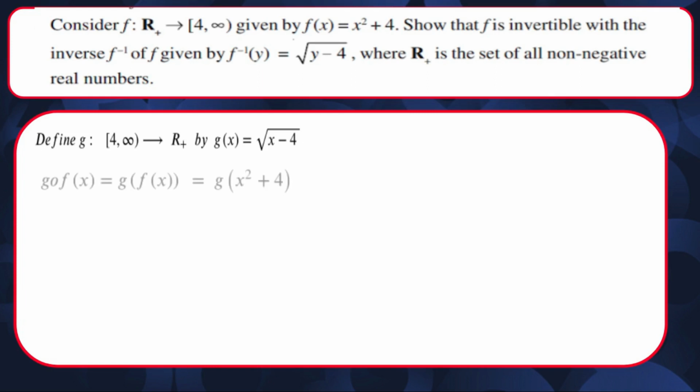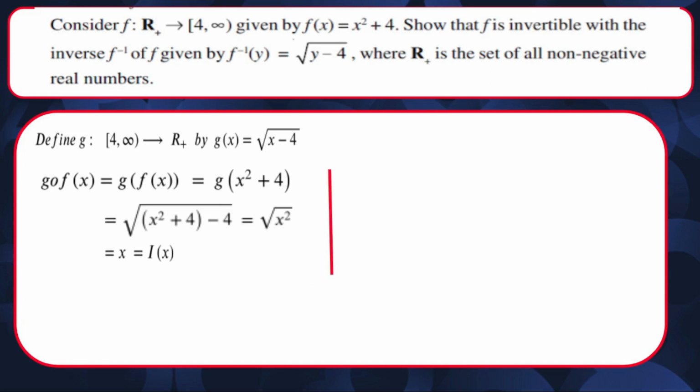We have to prove it is invertible. g composition f of x equal to g of f of x equal to g of x square plus 4. G of x is root of x minus 4. You replace x as x square plus 4. Then root of x square plus 4 minus 4 is root x square. What is root x square? Yes, here x is a positive real number, so root x square will be positive x itself. That is x equal to identity function of x.